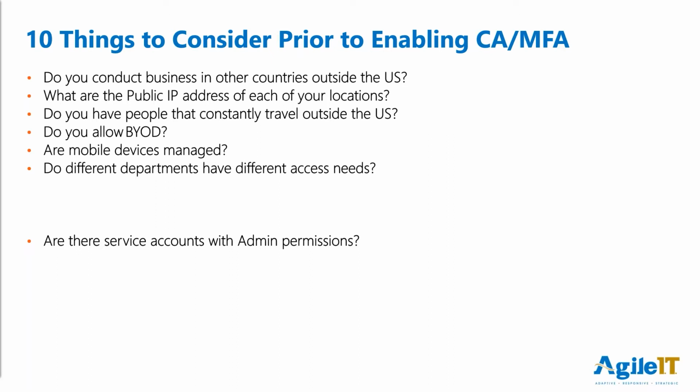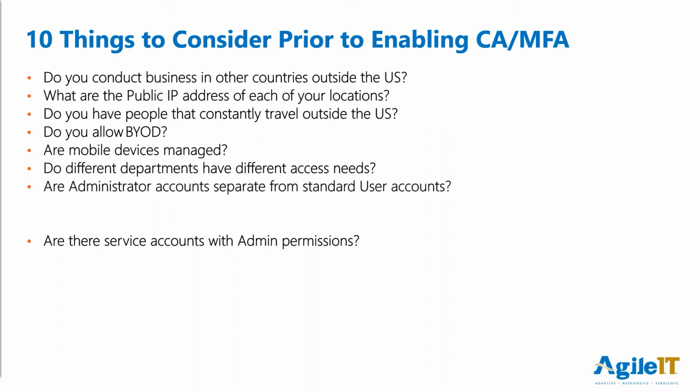Do different departments have different access needs? That's an important thing because obviously, your frontline workers aren't going to need to have the same availability as your C-level people will. C-level people most likely need to be able to work from home or work from the plane, where your frontline workers may really only need access during business hours while they're on the corporate network, and they shouldn't be accessing that corporate data when they get home.